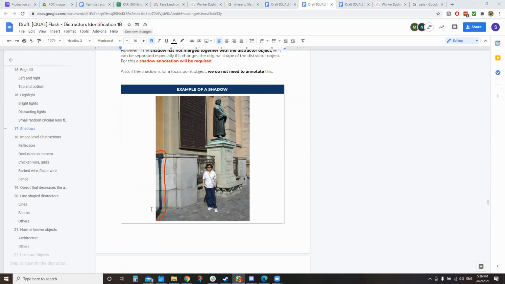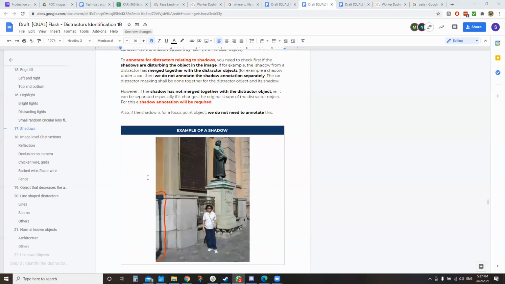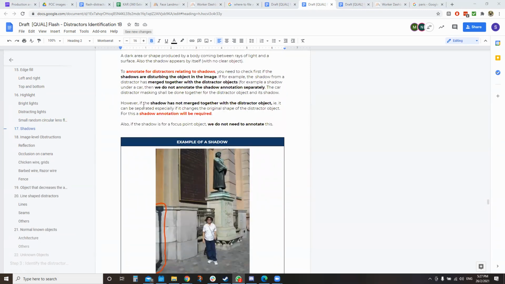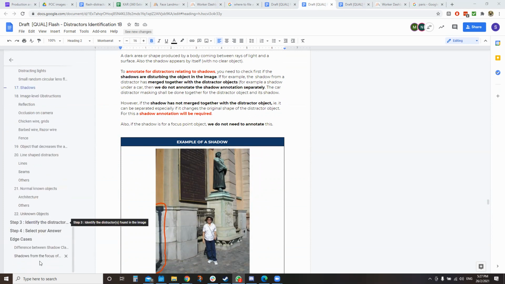So there's a category called shadow, but that doesn't mean all shadows are distractors. If the shadow has not merged together with other distractors, for example, it can be separated, especially if it changes. This is the other type of shadow. I will show you later. I have an edge case down here.